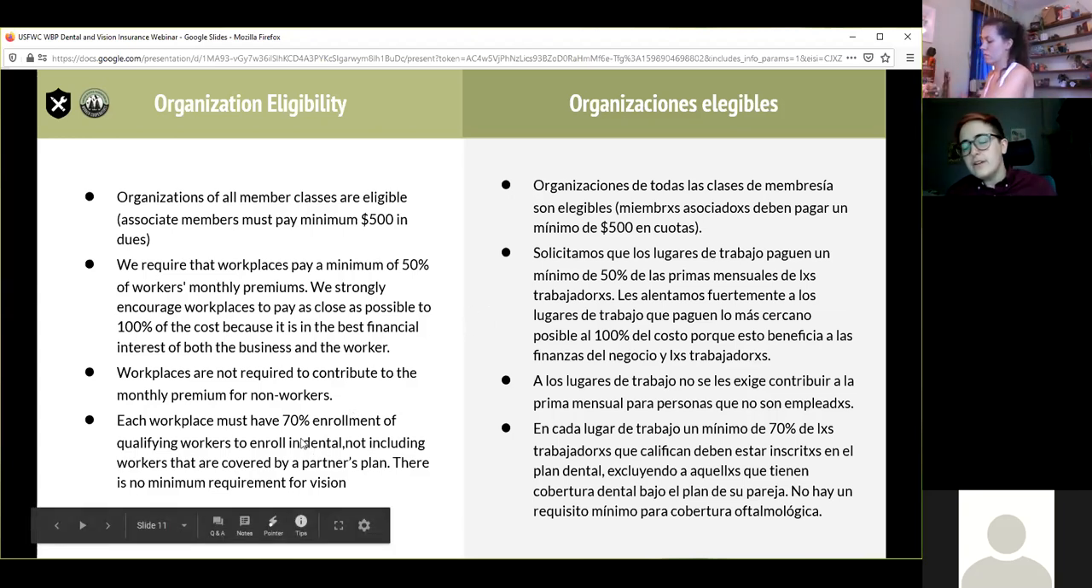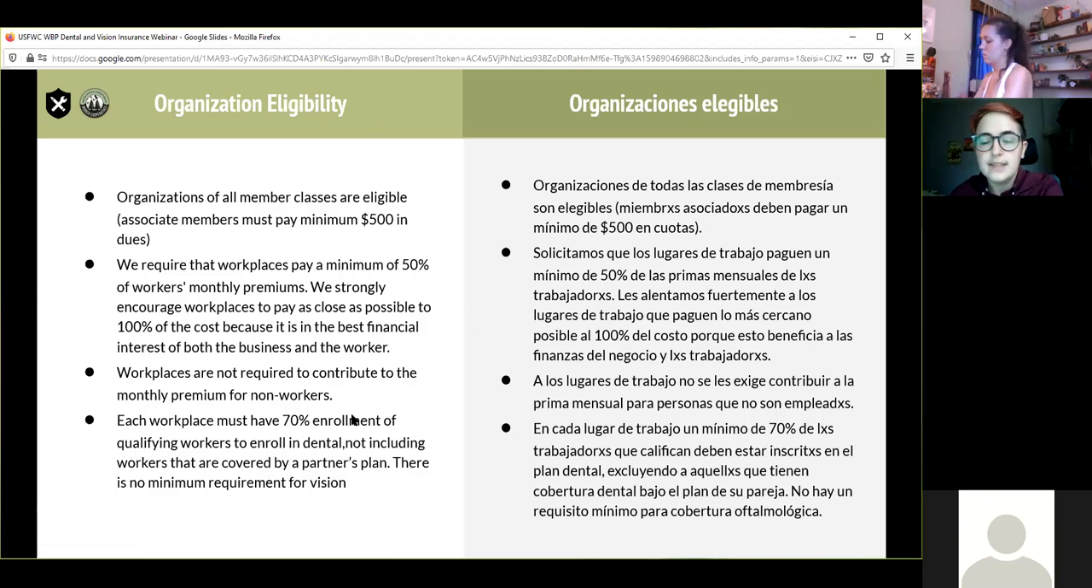And then for the Emeritus plan, organizations have to have at least 70% of the eligible people who don't already have coverage with, say, a partner enrolled in the plan. So those are the requirements for an organization being part of the program.